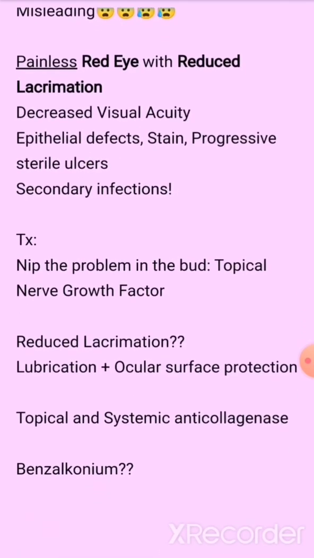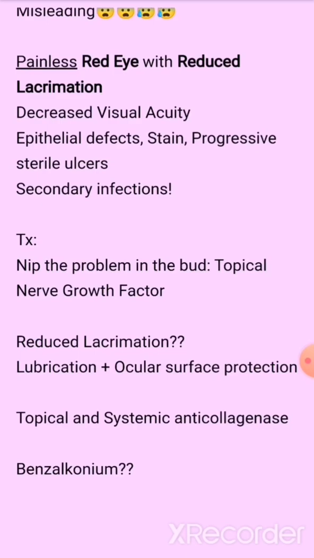What about the treatment? First of all, we want to nip the problem in the bud, because the problem is a lack of nerve growth factors. The application of topical nerve growth factors is one very important modality. Similarly, the reduced lacrimation or the reduced production of tears is something we need to resolve, and we do so using stuff like autologous serum or using other topical forms of lubrication like synthetic tears.